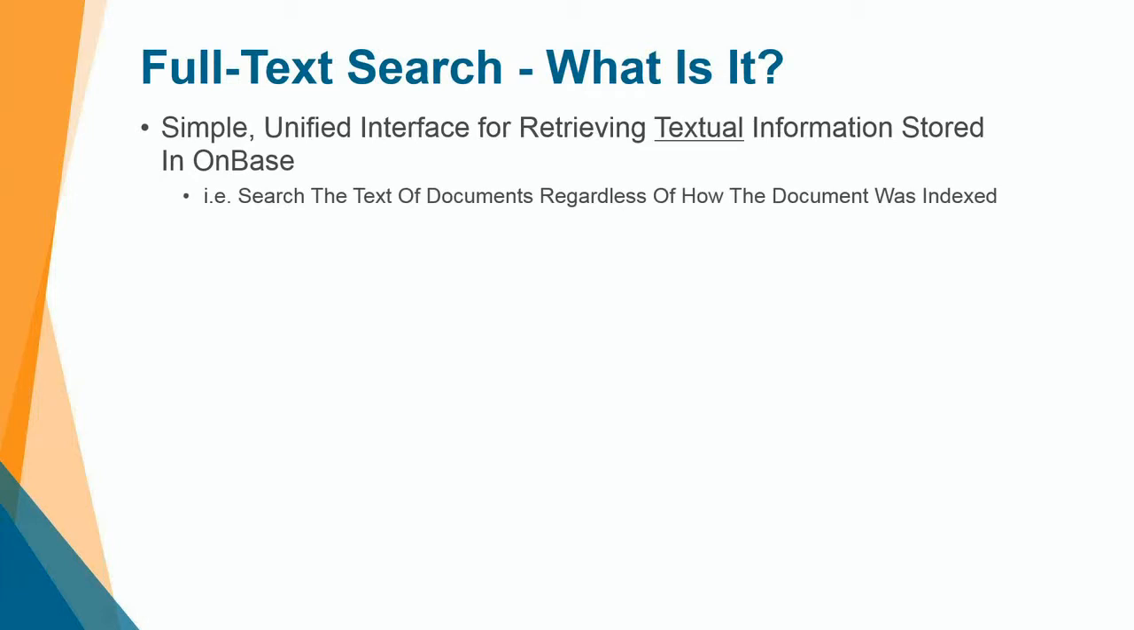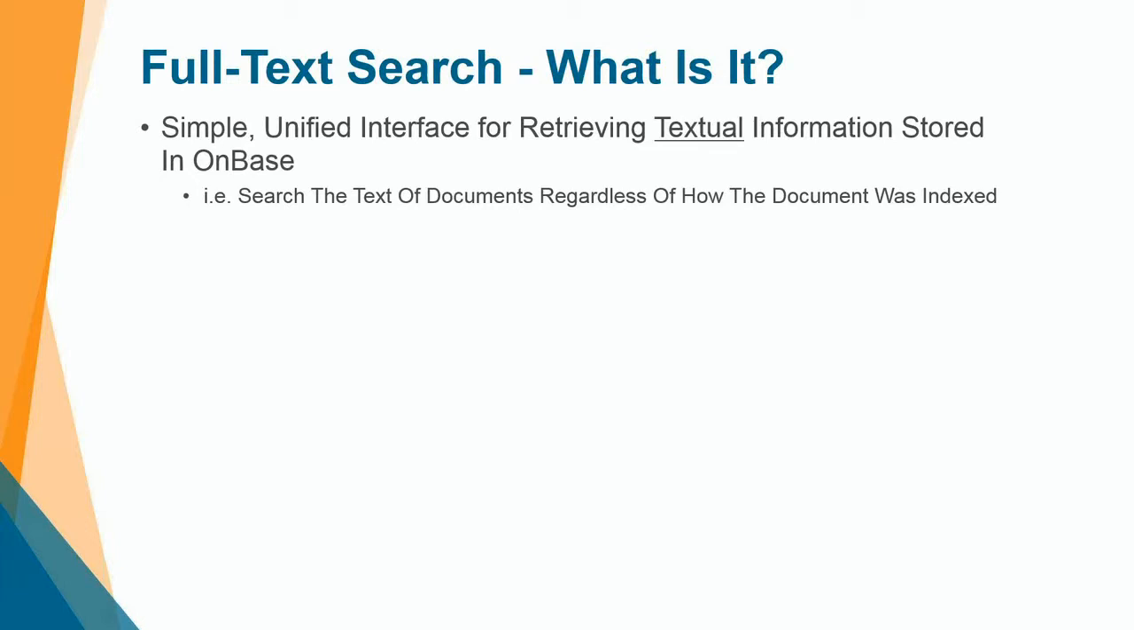Full text search is just an add-on to your existing OnBase solution that provides for a simple, unified search. It's an interface fully integrated with the rest of the OnBase product that allows you now to retrieve documents based upon the textual information that's stored inside of OnBase.